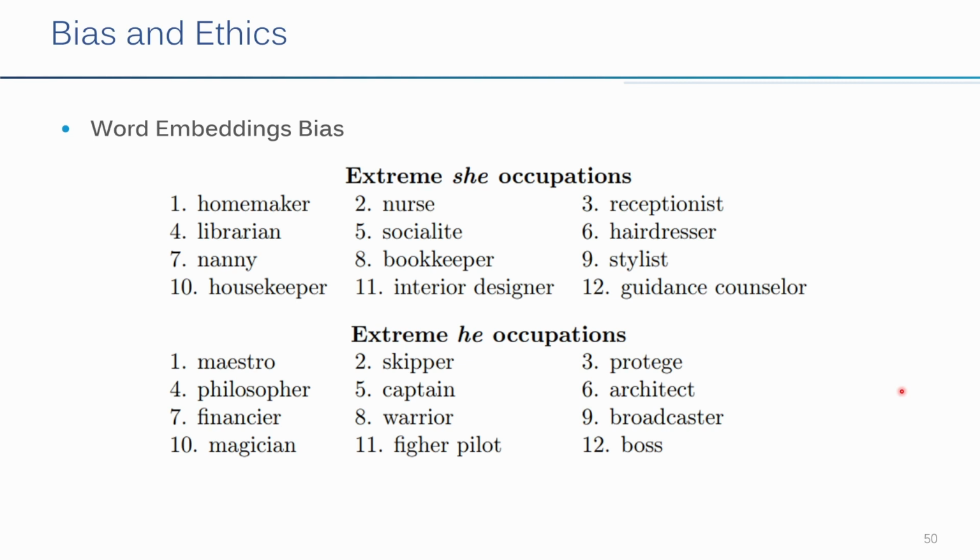And when using this association between those vectors and you try to find correlated ones, in this work you would find that usually with women you would have something like librarian, nanny, nurse, bookkeeper, hairdresser, and so on. Whereas for men, you would have occupations such as maestro, philosopher, warrior, captain, architect, boss, and so on.